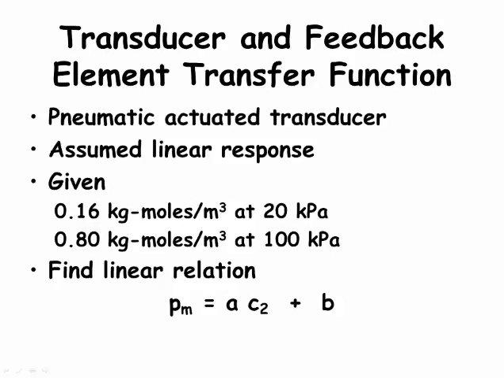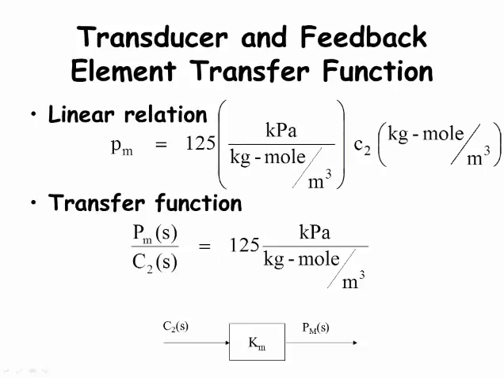The next transfer function to find is the transducer and feedback element for the reagent A analyzer. Again, we are given two data points and assume a linear relation. The relation gives us the measured pressure based on the concentration of reagent A coming out of tank 2. Here is the linear relation and the transfer function for the feedback element and transducer. At the bottom is the block diagram.